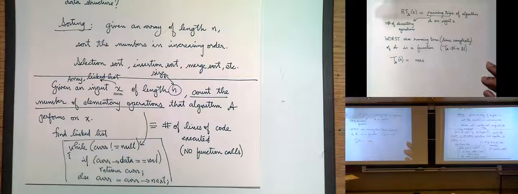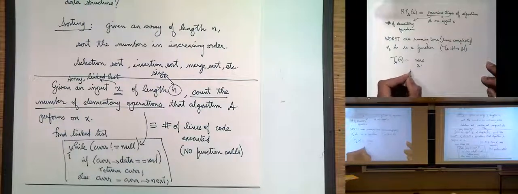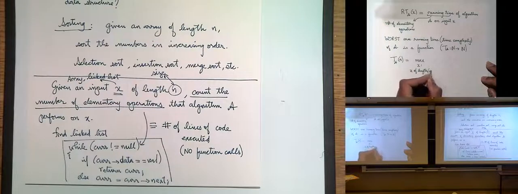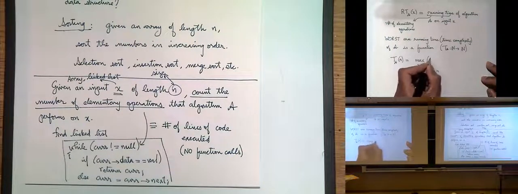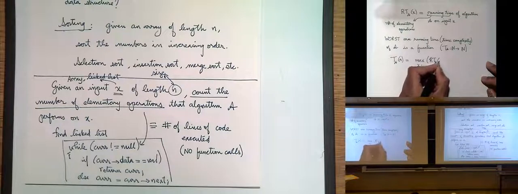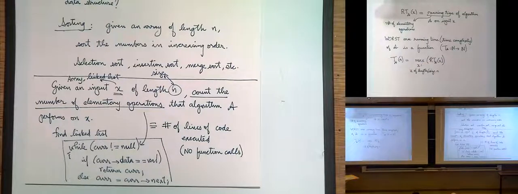It is the max, okay, so pay attention, the max over all x of length or size n. So we just consider the length of the running time RT of A of x.